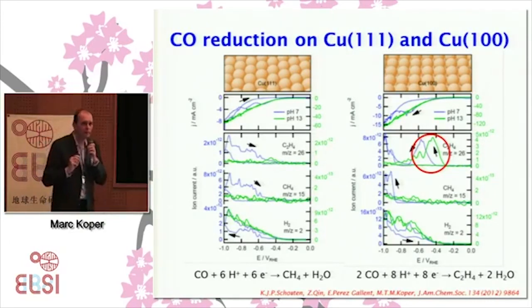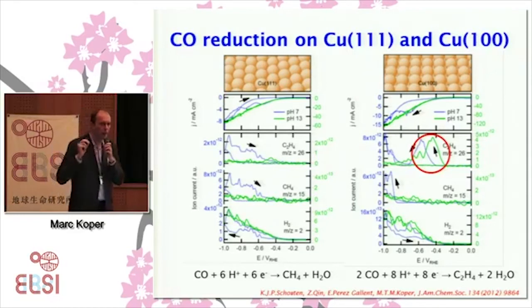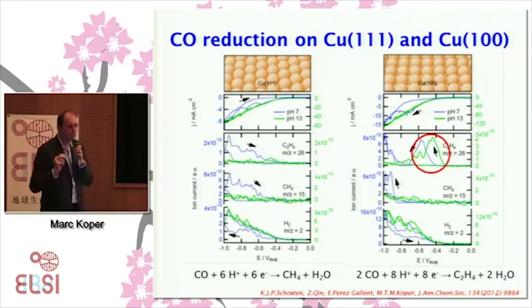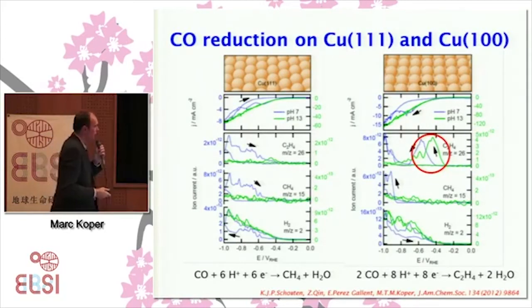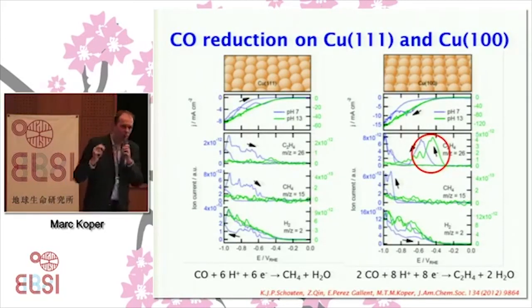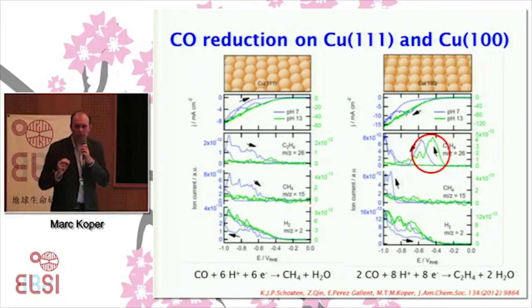So apparently here, the carbon-carbon bond formation happens first, even though thermodynamically speaking, the most favorable product is methane. So apparently this carbon-carbon bond formation is extremely sensitive to the structure of the surface. It is also extremely sensitive to pH. Note that here I compare pH 7 and pH 13.